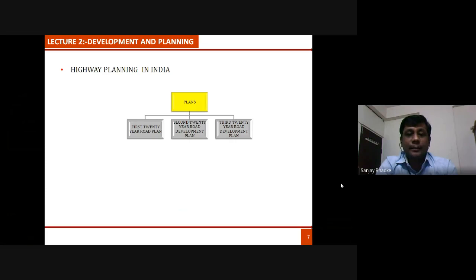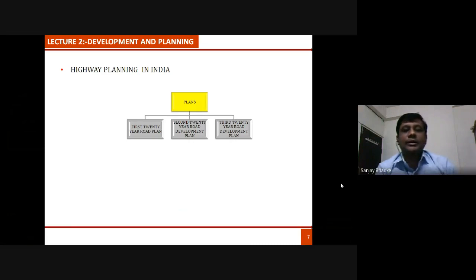The first plan is the first 20-year road plan. The second plan is called the second 20-year road development plan, and the third plan is called the third 20-year road development plan. Under this plan, it was decided that various roads can be constructed throughout India. This network can be developed under these three different parts: the first 20-year plan, second 20-year plan, and third 20-year plan.